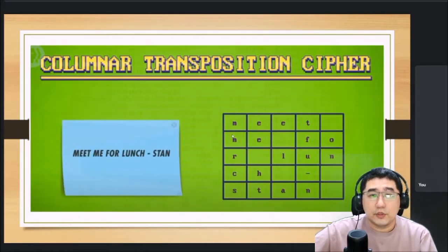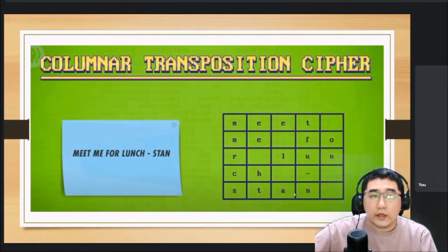Another example of a ciphering technique is called the transposition cipher. Let's say I have a message, meet me for lunch, Stan. So I arrange these letters into a 5 by 5 box: MEET, ME, FOR, LUNCH, dash, STAN.